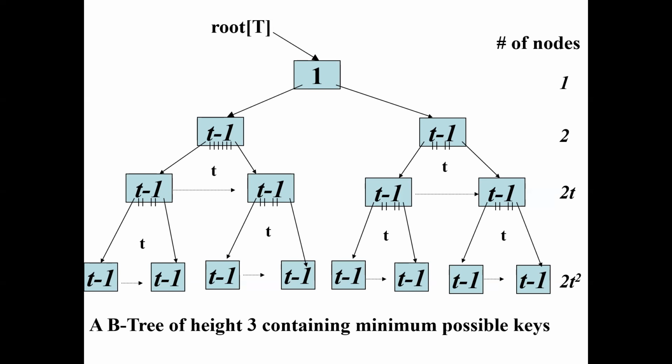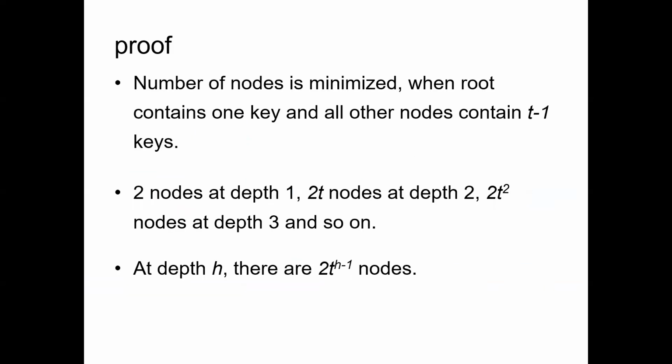And as there are 2 children at level 1 and each child has t children, at the next level we will have 2t children. Similarly, at the subsequent level, we will have 2t into t children, which would be 2t square. So the number of nodes is minimized when the root contains only one key and all other nodes contain t minus 1 keys, 2 nodes at depth 1, and so on up to 2t square.